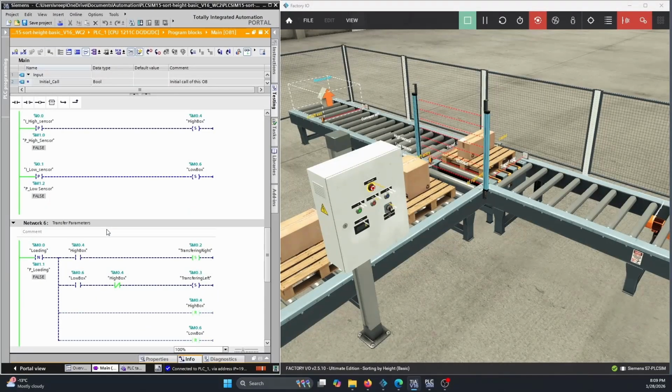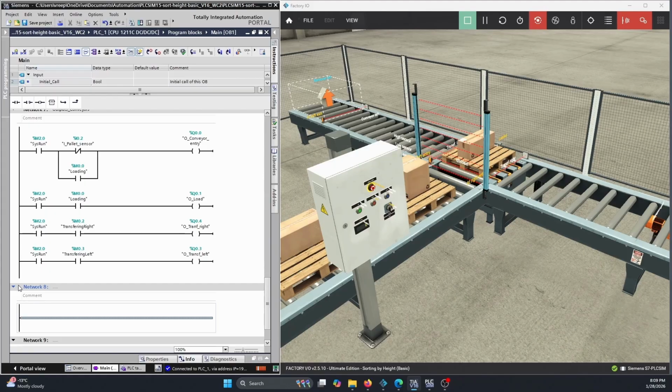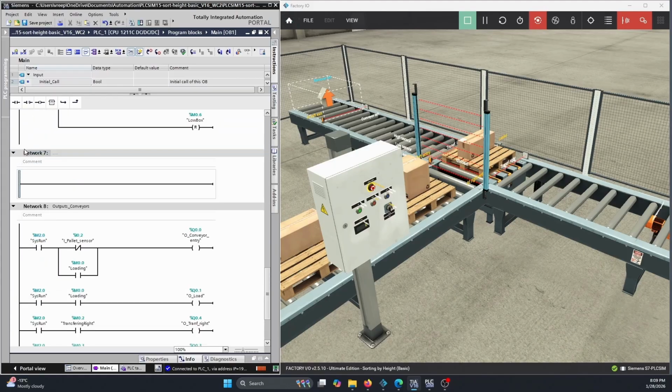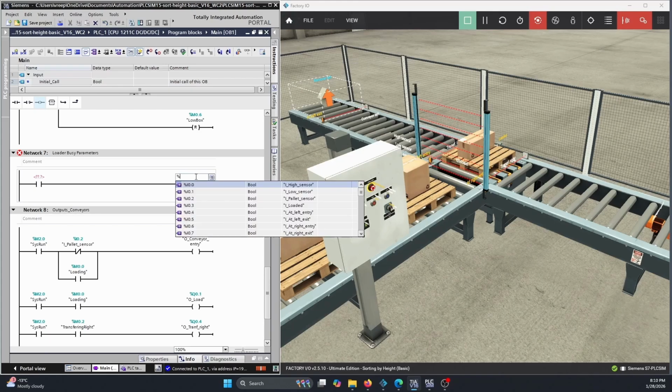It would make sense to put that under the transfer parameters, right? Because that's kind of the next thing that we're looking at. So we'll put that in here. Let's add a network here. This is somehow going below what we wanted, so we're going to throw it right here. So this is going to be our loader busy parameters. First thing is that if it's loading, we don't want it to be running, right? So that is going to do loader busy. Looking at my tag table, loader busy is M0.1.